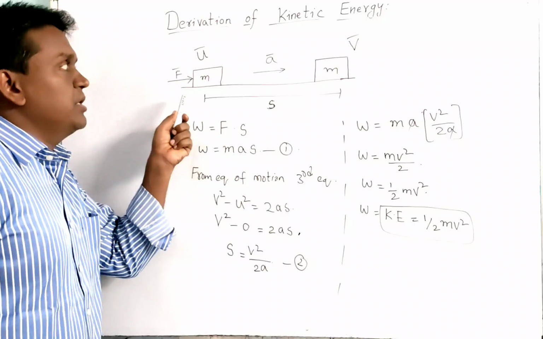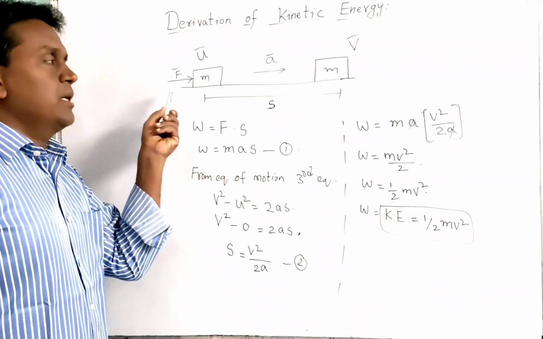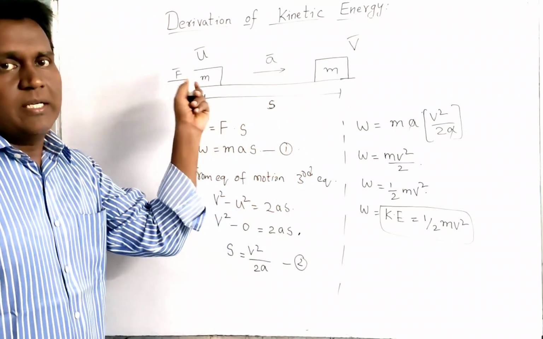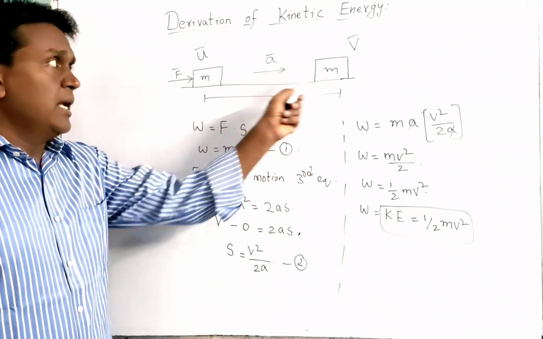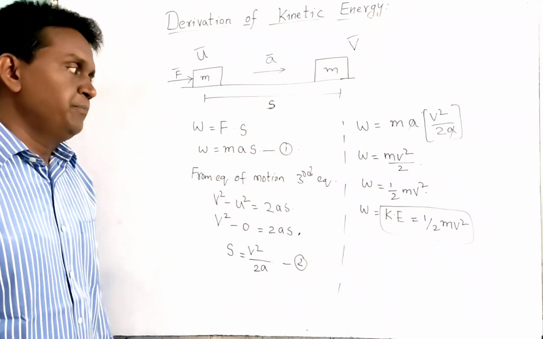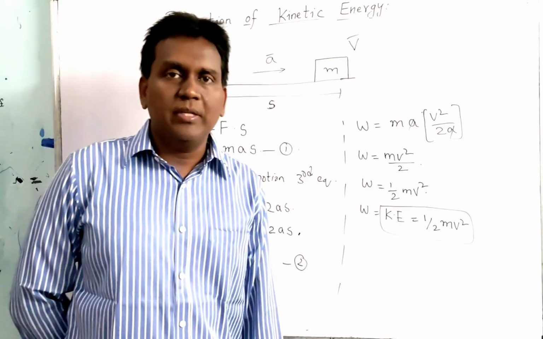See here in this situation, the mass is initially at rest. Due to the application of force, it is having some velocity. Initially it is at rest, that is u, and finally it is having some velocity, that is v. So kinetic energy acquired by a body Ke equal to half mv square.